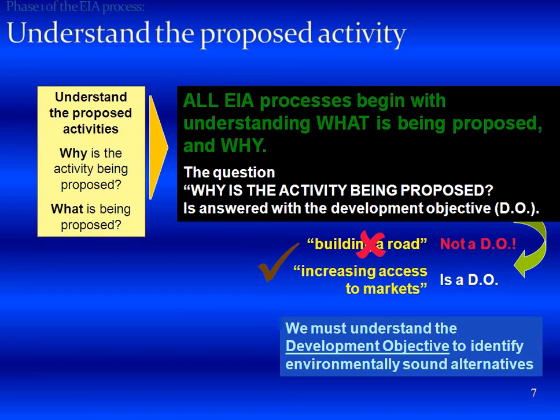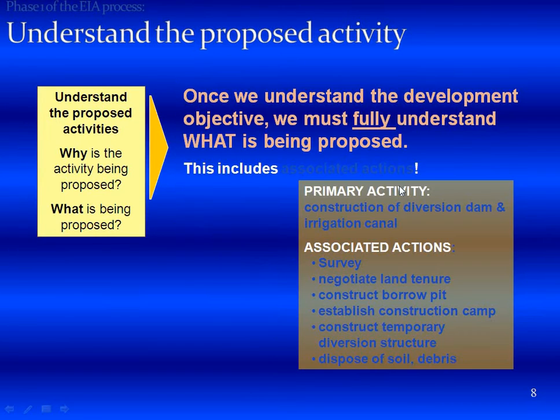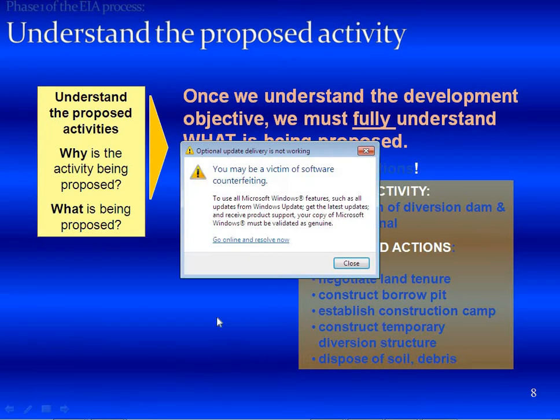Is there any other option to accomplish the objective? Then all the actions, all the activities, and what are the actions involved? Then you have to evaluate them, to estimate whether this approach is right, or reliable or not. So you must understand the development objective to identify the environmentally sound alternatives. Once you understand the development objective, we must fully understand what is being proposed. Why it is proposed, you understand, and what exactly is proposed.